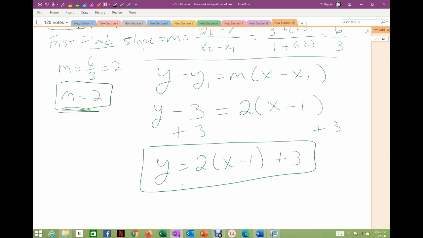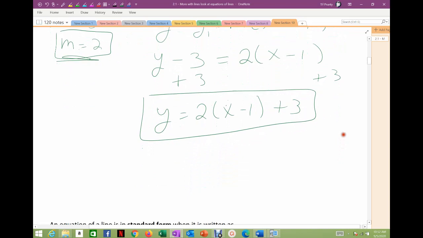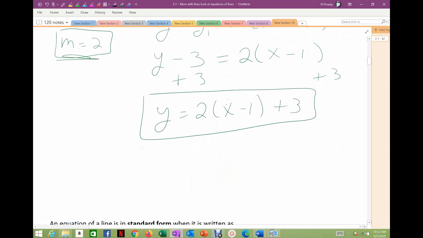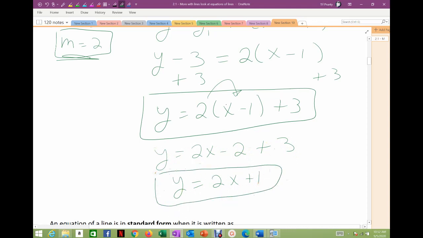I am going to take it one step further and solve for y equals mx plus b, which means I'm going to simplify this expression. To simplify it, I'm going to distribute my 2, so I get y equals 2x minus 2. I still have the plus 3 on the outside. Collect my like terms, so y equals 2x plus 1. And there is the y equals mx plus b. My slope is 2, which it should be, and now I know my y-intercept is 1.